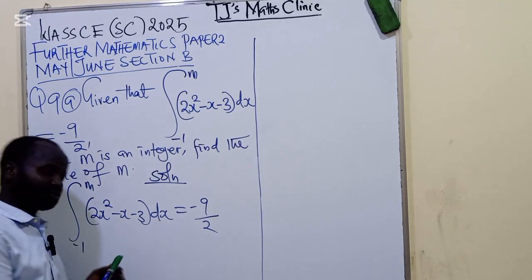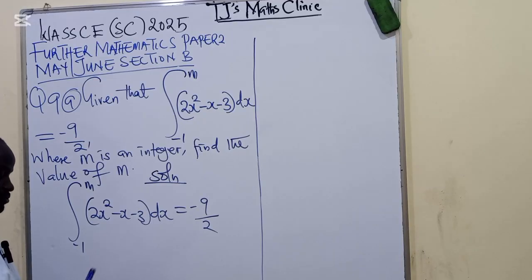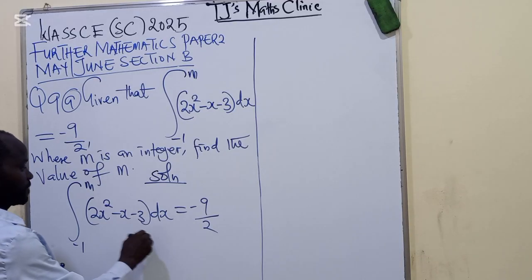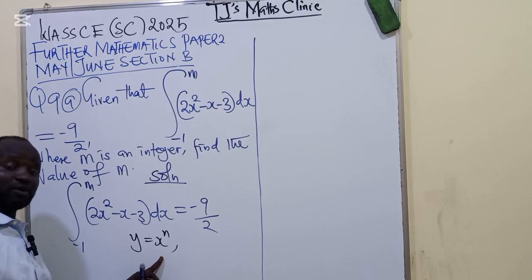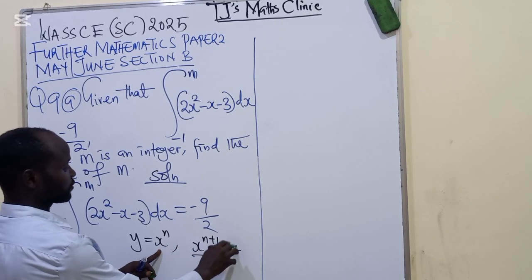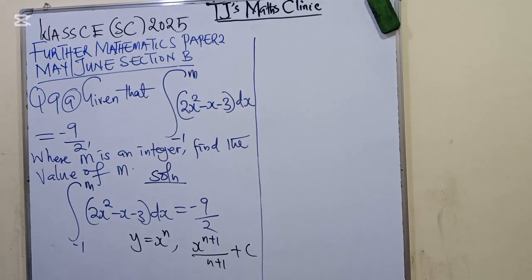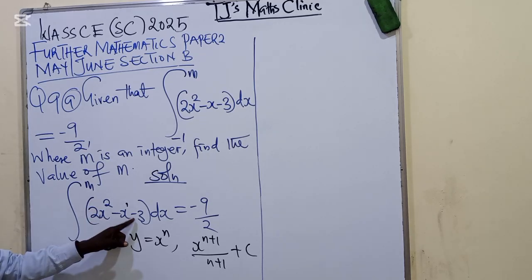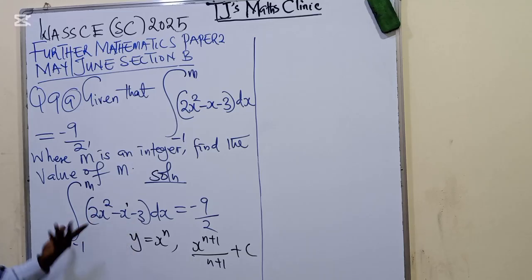So, for us to approach this, we use the general formula of integration. Recall that if we have y equals x power n, the integral of this function will be x power n plus 1 divided by n plus 1, plus the constant of integration. This is the general formula. So we need to apply this general formula on each term here. We can integrate this separately before we take the limits. It means we increase the power by 1 and use the new power to divide. Increase the power of x here, which is 1, by 1, then use the power to divide. And the integral of minus 3, which is a constant, will be minus 3x.